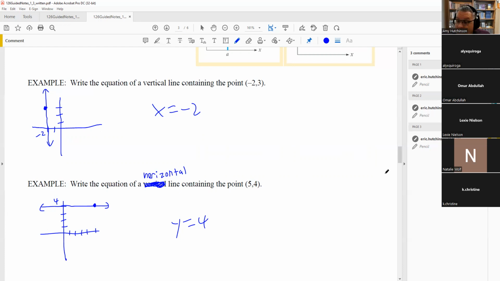Okay, so now I have vertical and I have horizontal, and that's how you do each of those. There's a question like that in the homework as well.